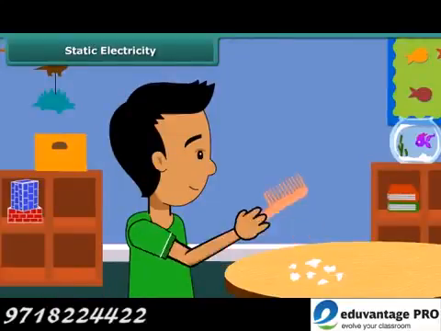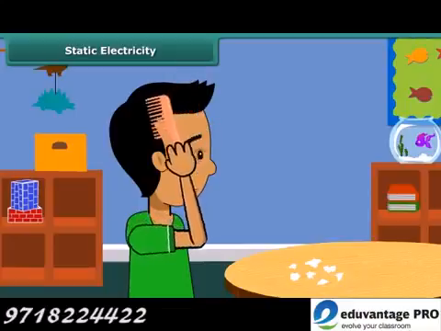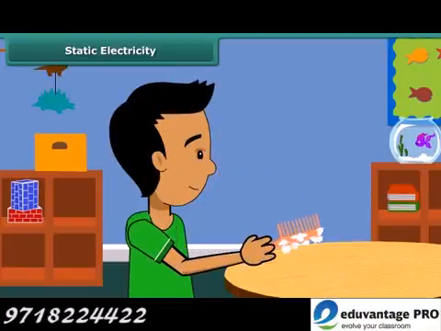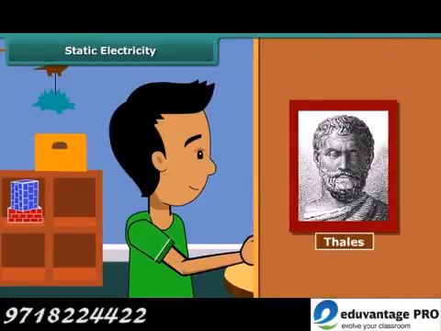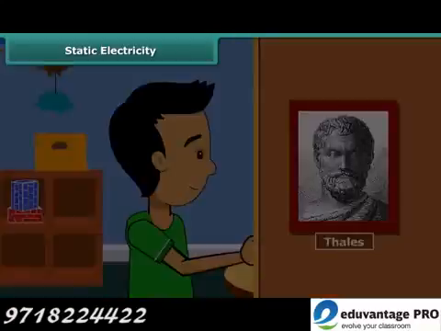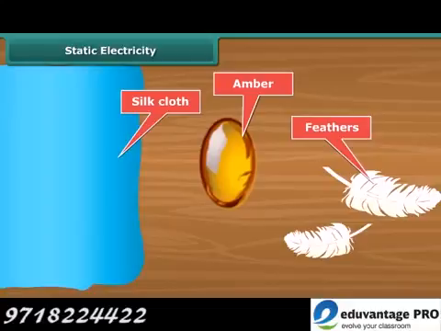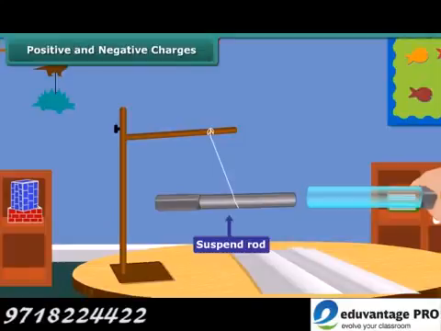When we comb our hair with a plastic comb and take it near small pieces of paper, the paper pieces are attracted toward the comb. We then say that the comb is charged with electricity. This was first noticed by a Greek man named Thales over 2,500 years ago. Thales found that amber suspended ebonite rod.